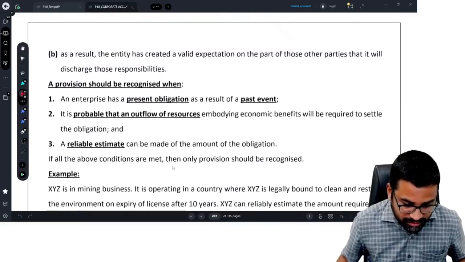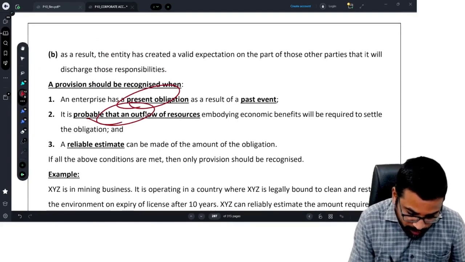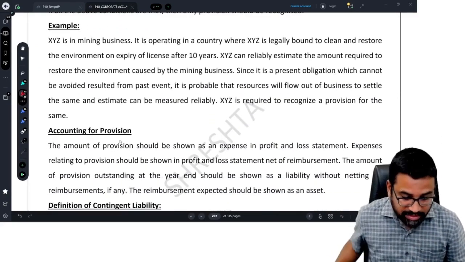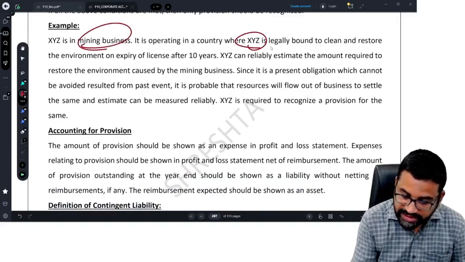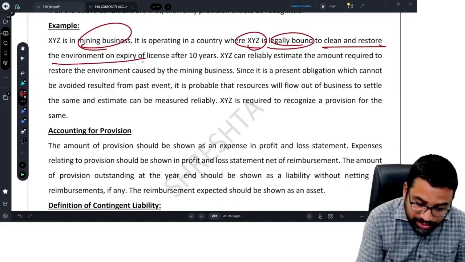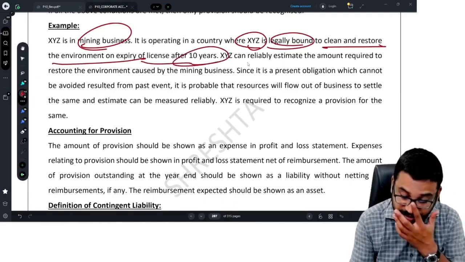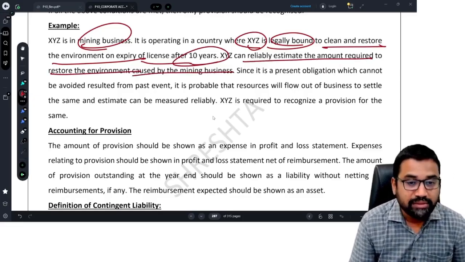Now you see here, a provision should be recognized when there is a present obligation, a probable outflow of resources, and a reliable estimation. They have given one example also. For example, XYZ is a mining business operating in a country where XYZ is legally bound to clean and restore the environment on expiry of the lease after 10 years. XYZ can reliably estimate the amount required to restore the environment caused by the mining business.